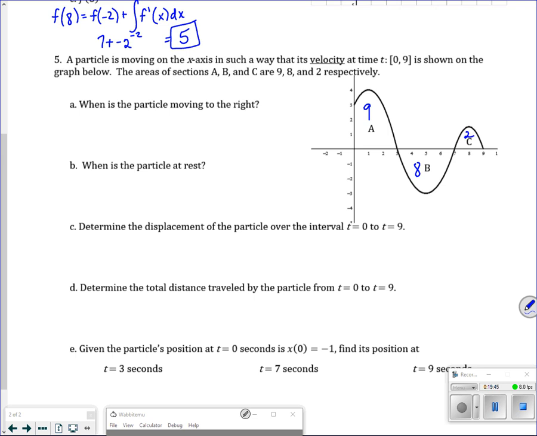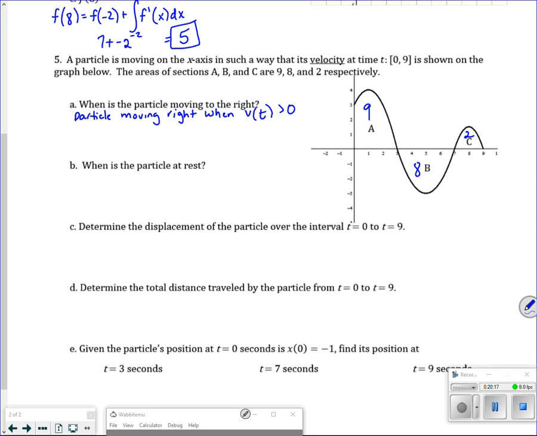When is the particle moving to the right? And of course, it's going to say justify. So particle moving to the right. See if you can finish that. Particle moving right when velocity is positive. Greater than 0, not equal to. So when velocity is positive.